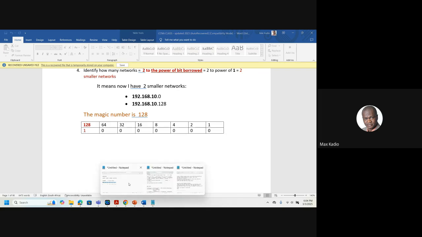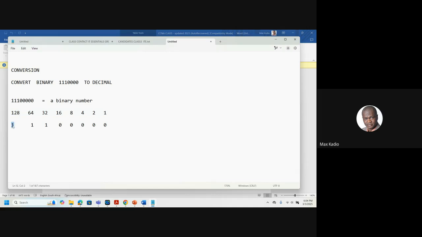So let us do for this one. 1 times 128. You can take your calculator. The value is 128. 1 times 64 is 64. 1 times 32 is what? 32. Now 0 times 16 is 0. 0 times 8 is 0. 0 times 4 is 0, and 0 and 0.